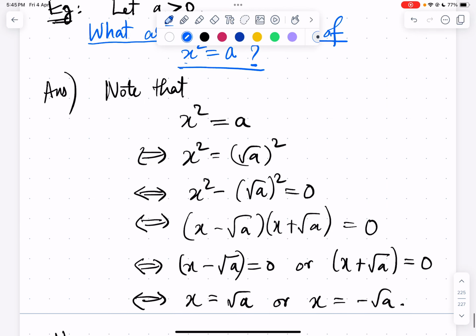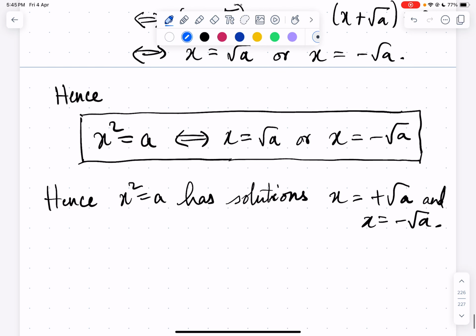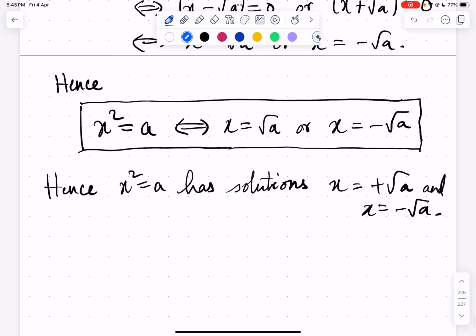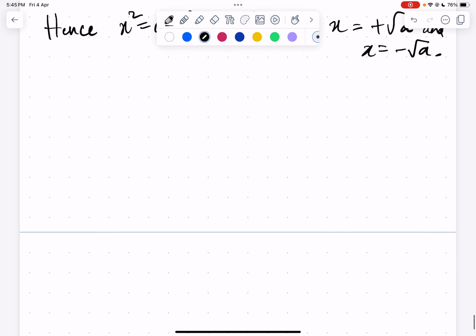In any case, when a is positive, we can rewrite the statement x square equals a as x equals root a or x equals minus root a. Hence the equation x square equals a has the solutions, and the only solutions, x equals plus root a and x equals minus root a. So, another basic example.